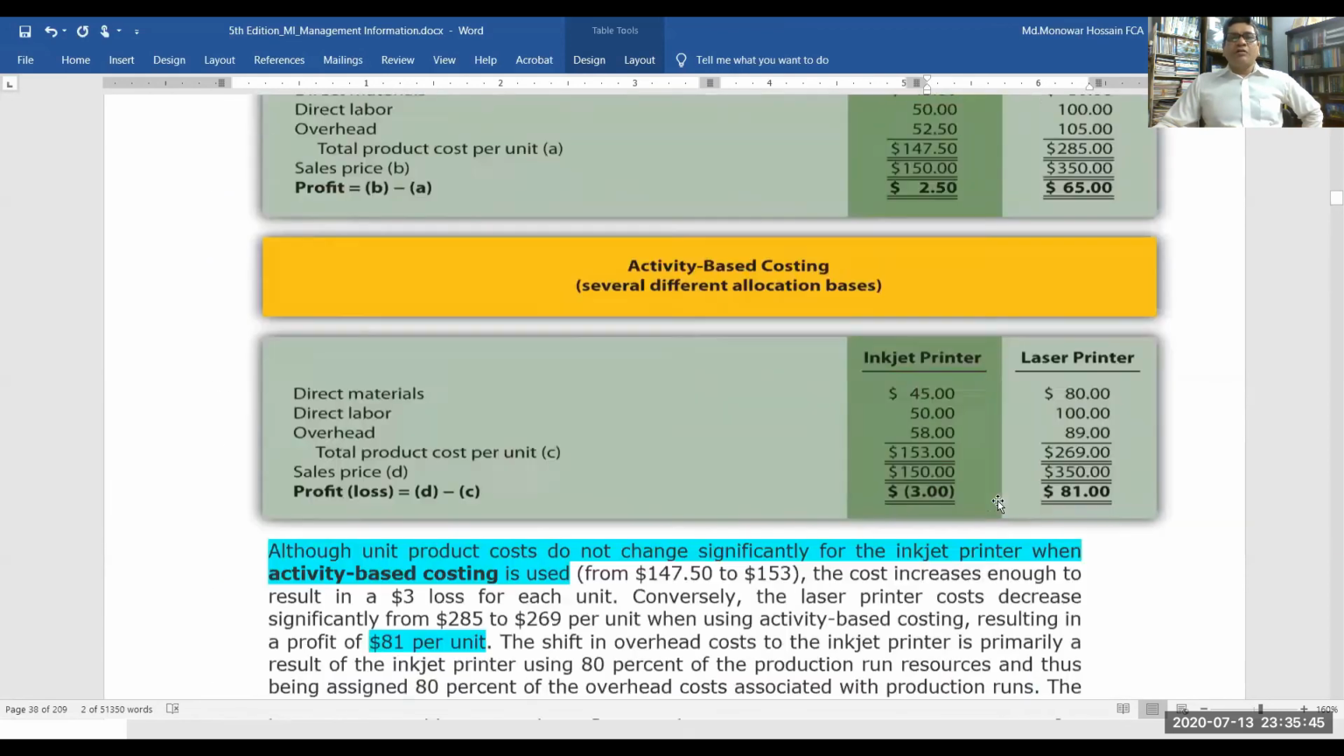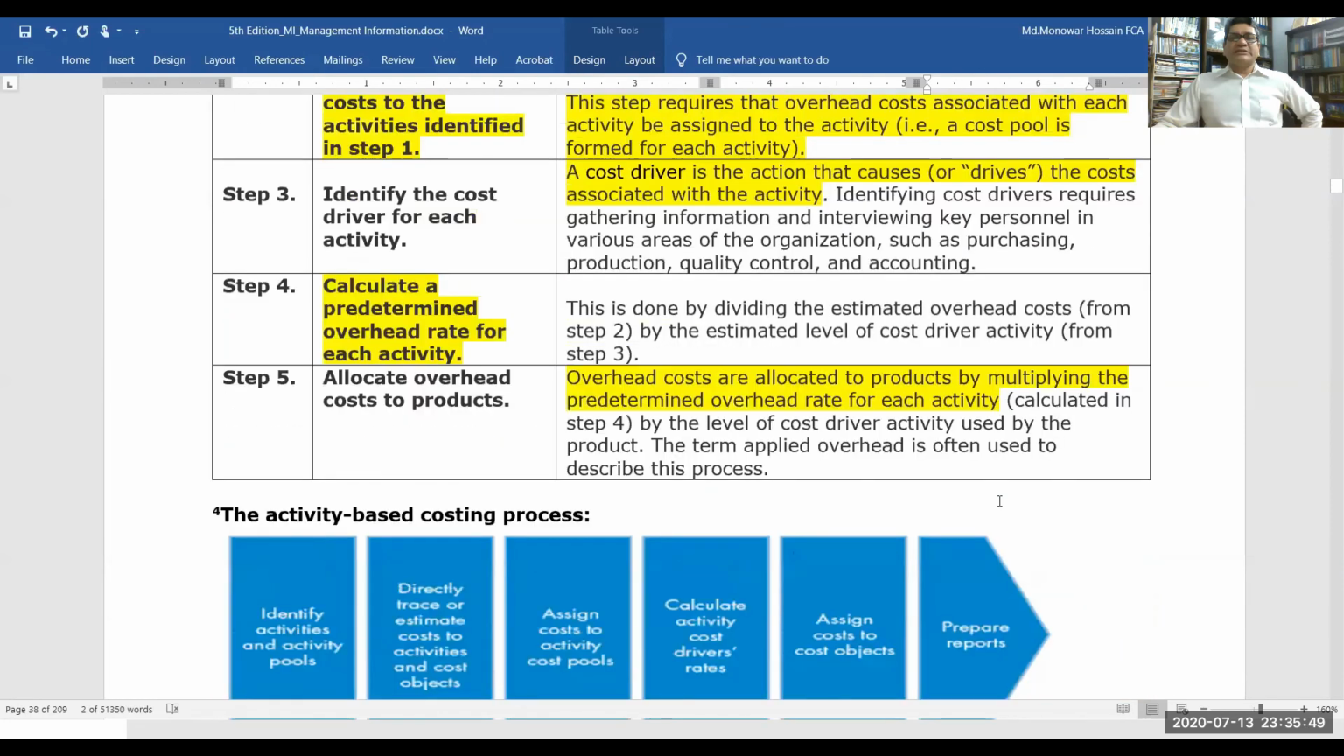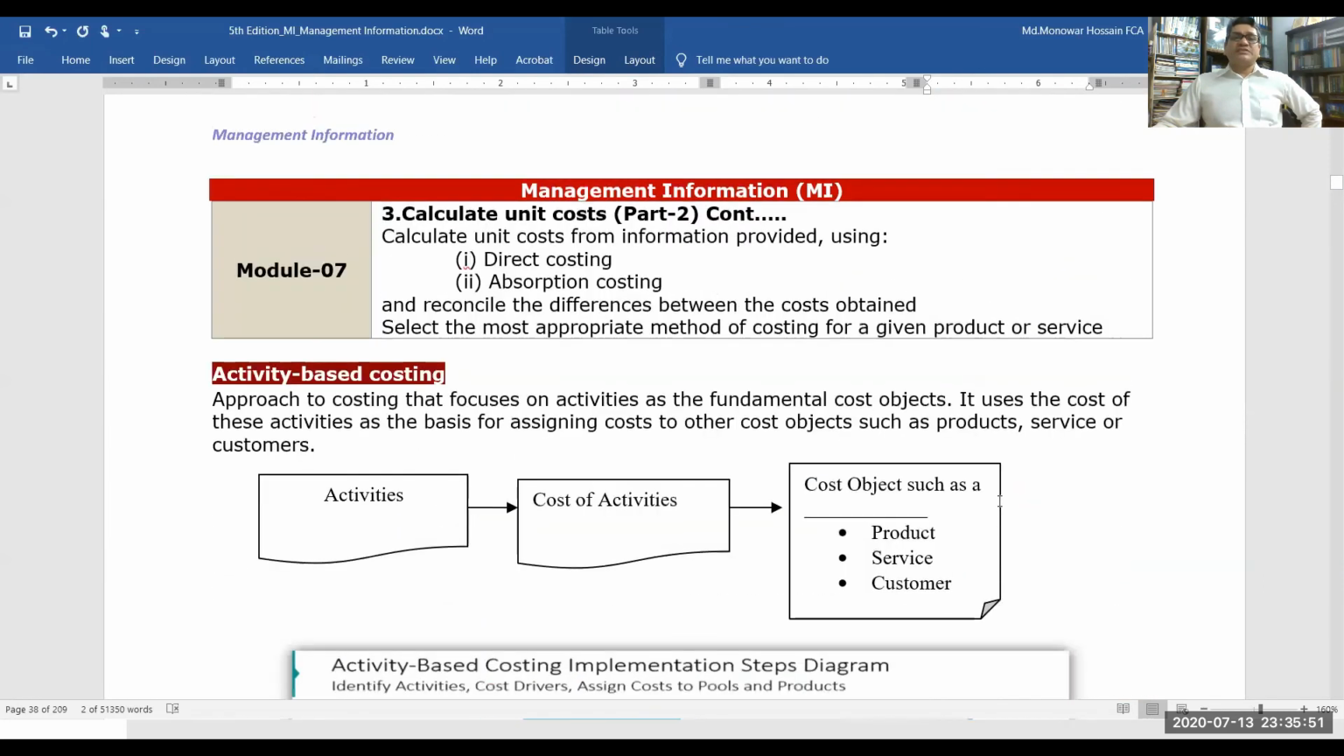So that's all for today. We have discussed activity-based costing. It is a part of overhead allocation. It is a method of overhead allocation. With this we calculated unit cost, so we discussed activity-based costing today.